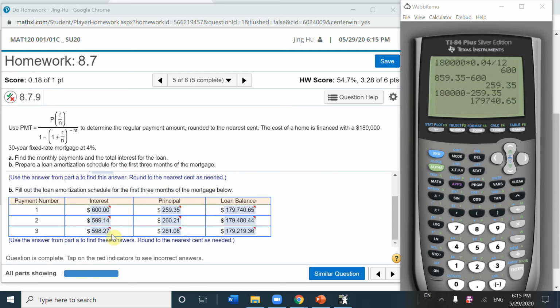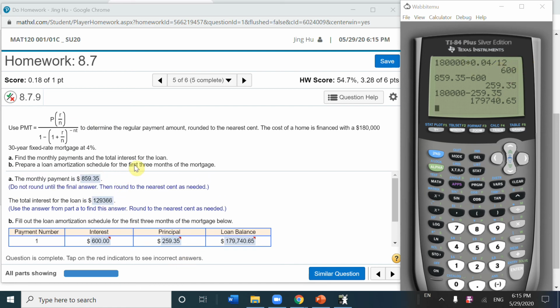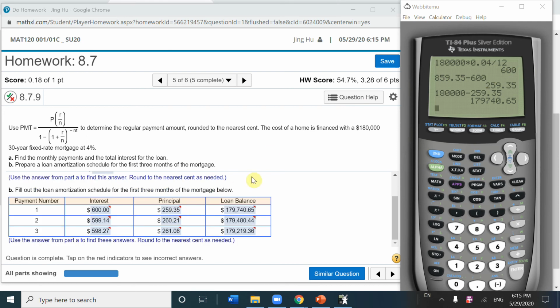Okay, for this table I just listed here for the first month. So the first payment: the total mortgage 180,000 times the annual rate, then divided by 12. Because you pay every month, this is the monthly rate. So you pay $600. Then from question A, you know the payment every month. You pay that much money minus $600. Let's go to principal. So $259.35. Then what's the loan balance? Loan balance is the total amount 180,000 minus the principal money.